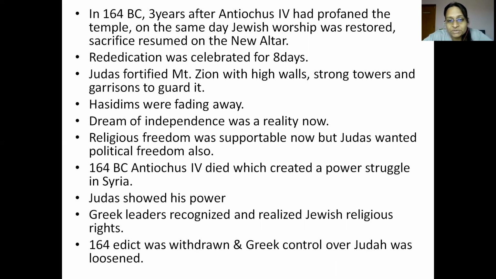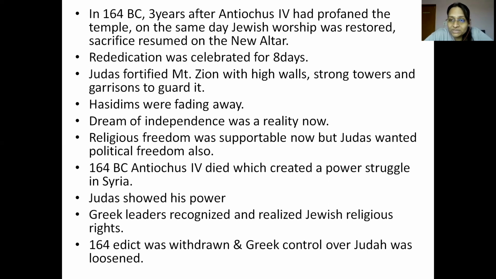Religious freedom was supportable, but now Judas wanted political freedom also. So Judas was not satisfied with only religious freedom. He wanted political freedom also. He wanted his nation to be free from this Greek rule.